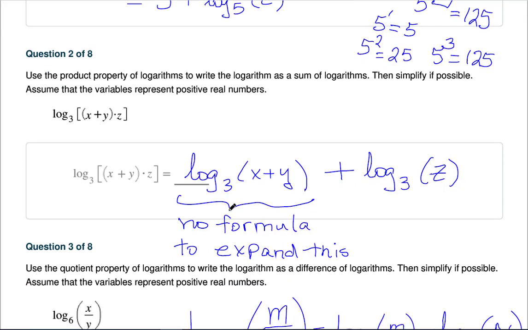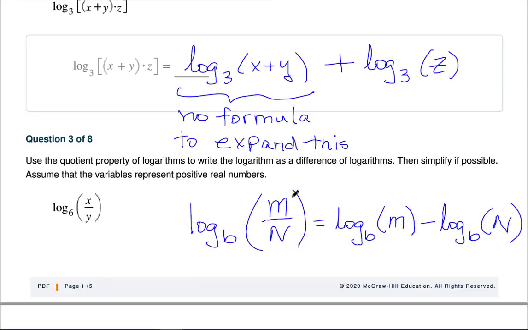Question 2. Let's see. Again, I have a product, and so I can at least expand the product as log 3 of the first plus log 3 of the second. But remember, there is no formula to expand a sum, and so we're stuck there. That's the end.